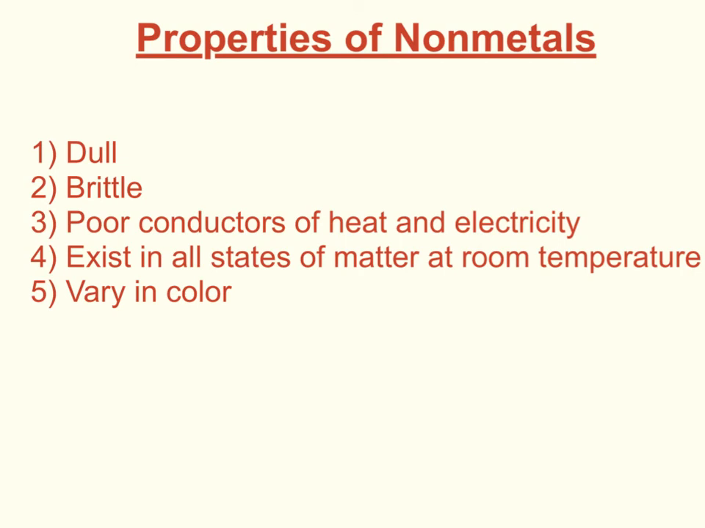Nonmetals, on the other hand, are dull and brittle, which means they break apart easily. They're poor conductors of heat and electricity. Nonmetals also can exist as all three states of matter at room temperature. So some nonmetals are gases at room temperature, some are liquids, and some are solids. Nonmetals also vary in color.